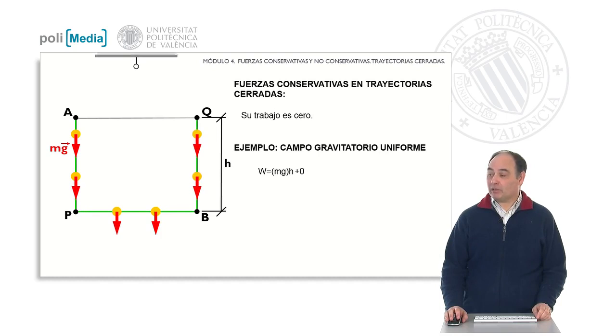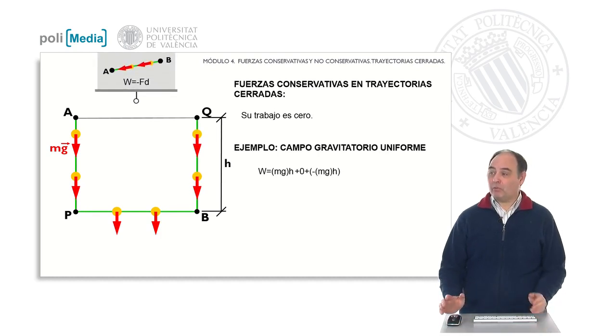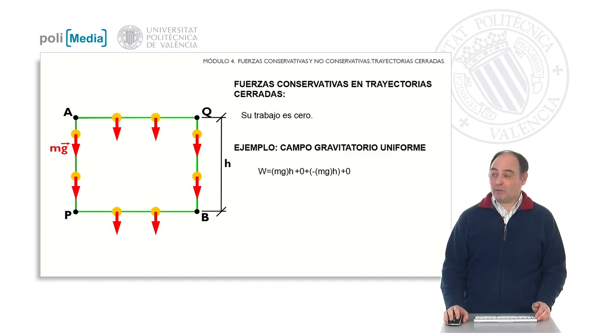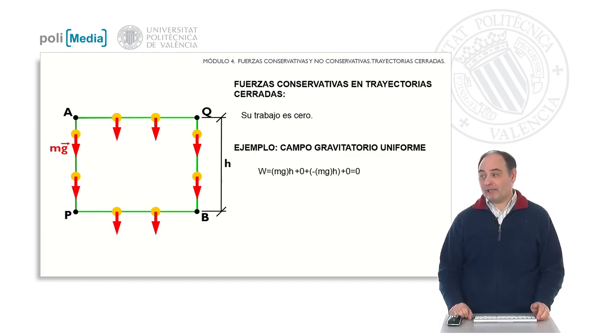Going back up, the work would be, particular case again, force acting in reverse. Recall that we are now going from B to Q, not as in the previous example, in which we went from Q to B. Here the force acts in the opposite direction to the displacement. So the formula is minus the force modulus times the distance, in this case minus mg times h. In the last section, the work is zero. So adding all this up, we can check that indeed the work on the closed curve has turned out to be zero, as corresponds to a conservative force.